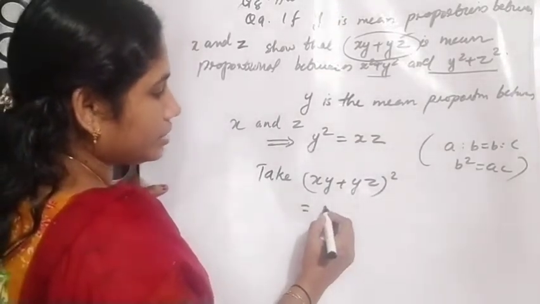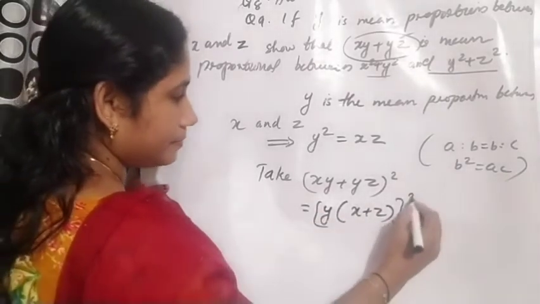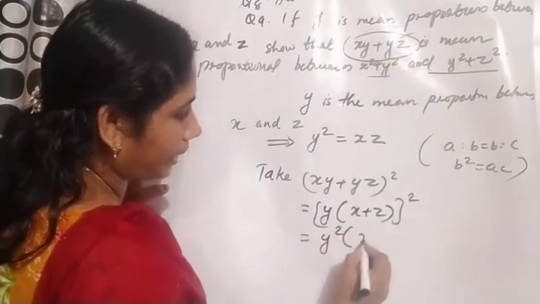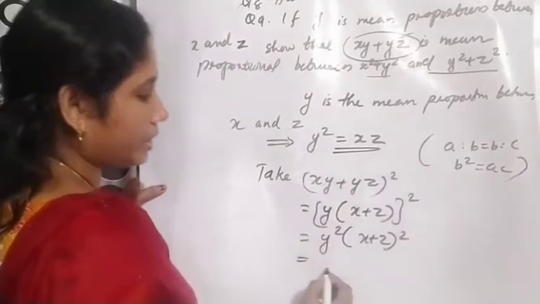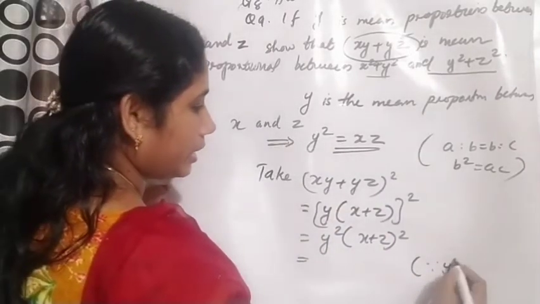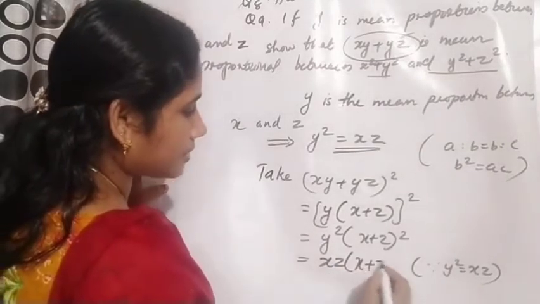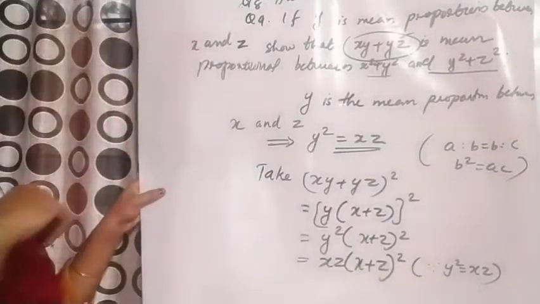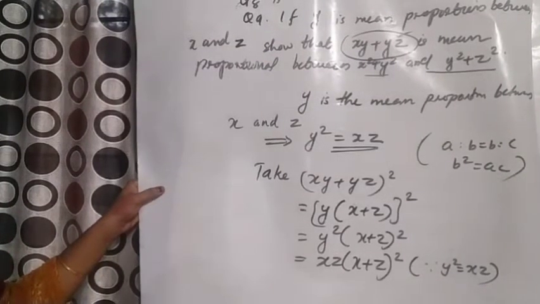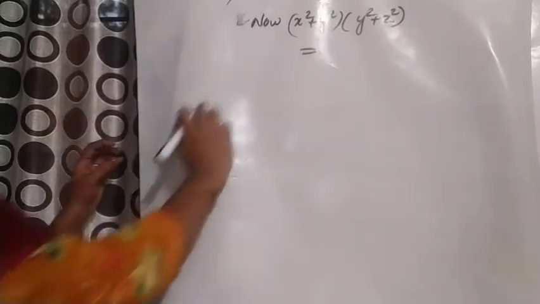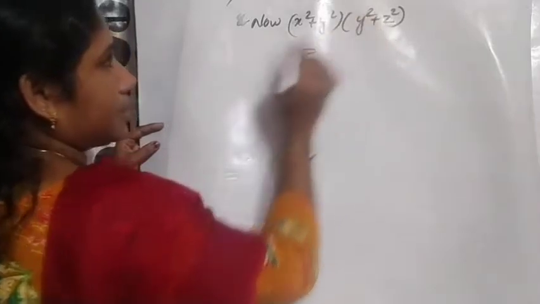How can we write or simplify xy plus yz? Yes, you can take the y outside. y into (x plus z) the whole square, which is equal to y square into (x plus z) square. And since y square equal xz, apply the value here: xz into (x plus z) square. Thus we obtained the simplified answer of (xy plus yz) square as xz into (x plus z) square.